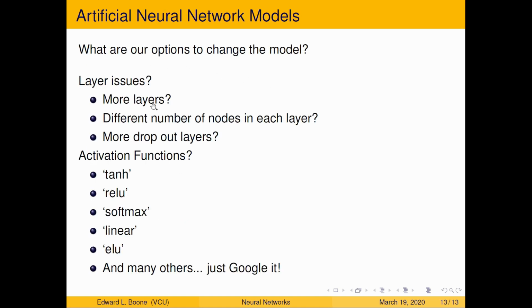So what are our options? Well, we could add more layers. We could add a different number of nodes to each layer. We could add more dropout layers. We can change the activation functions in each of the layers. So you can have hyperbolic tangent, again rectified linear unit, softmax, linear. This is an exponential linear unit, and there's sigmoid as well, which we used before. There's lots of others. Just Google it and you'll find them.